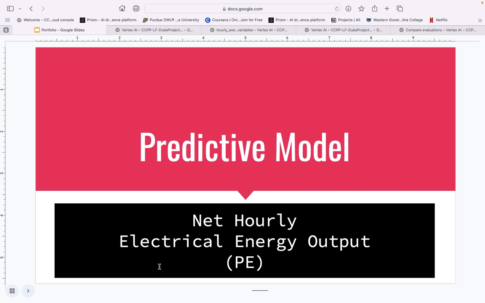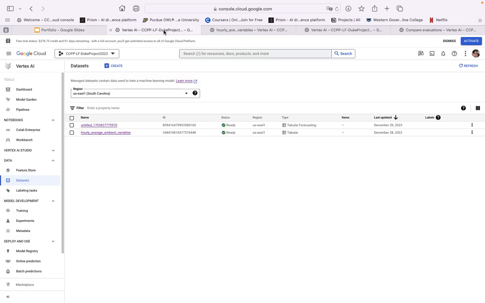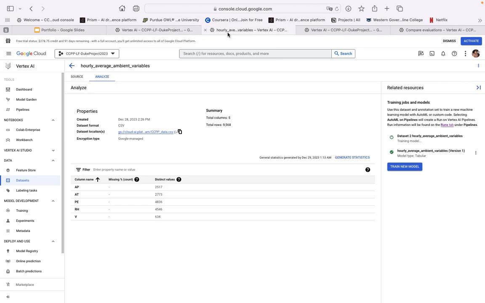I decided to use the Google AutoML training as my AI, and it's the Vertex AI. So our data set contained about 9,568 samples that I split into a training and test set, one subset to train the model and another to evaluate the performance. So I have a version 1 and a version 2.